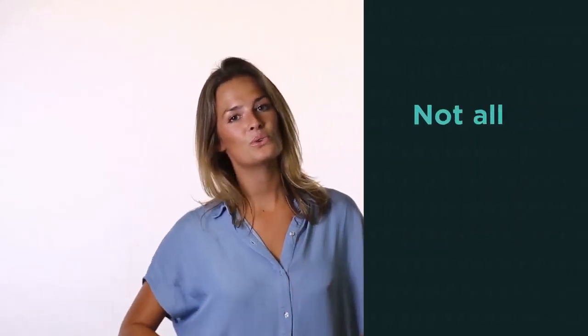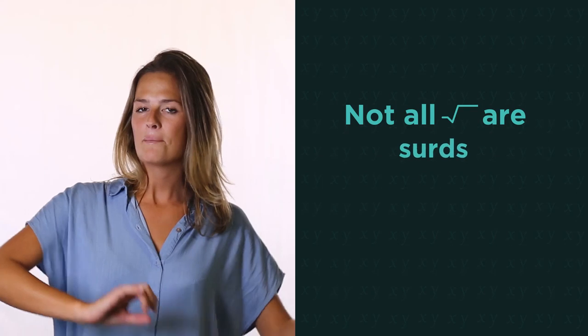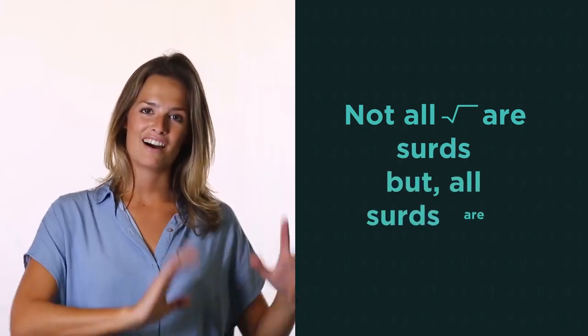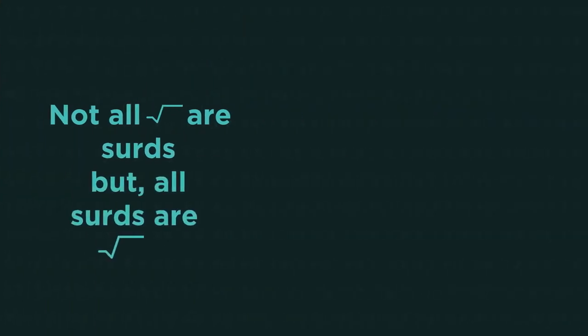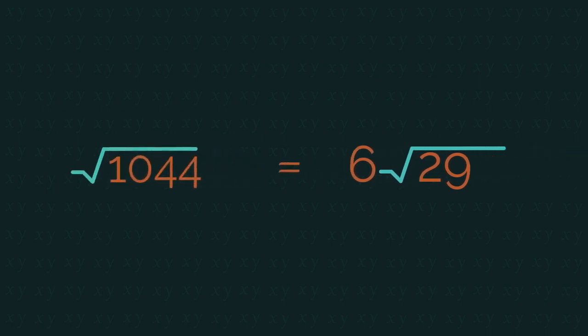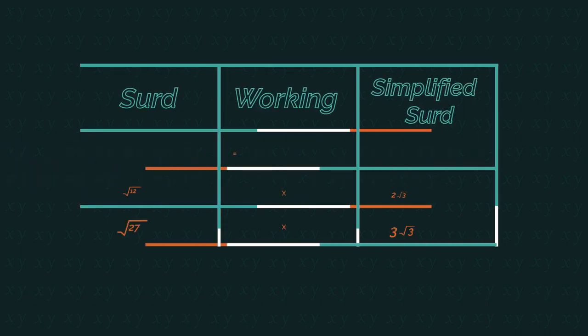So not all square roots are surds, but all surds are square roots. Let's have a look at simplifying surds. 6 root 29 is the simplified version of square root 1044. But we'll start with much simpler examples.